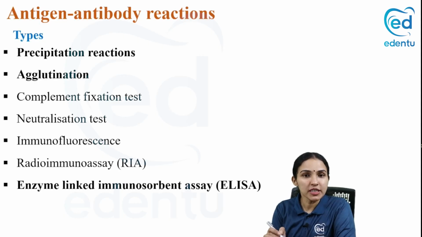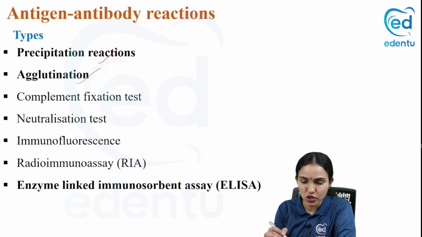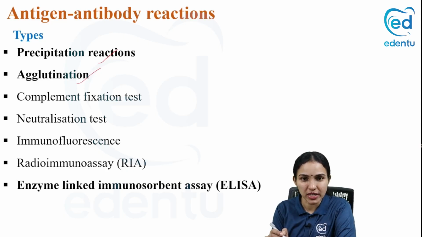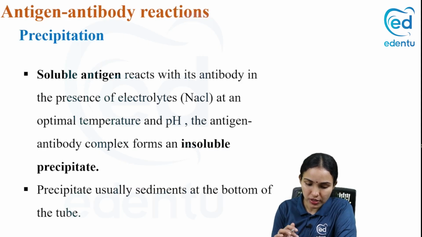Now we'll see the different types of antigen antibody reactions. The most important ones from an exam point of view, which I have put in bold, are precipitation, agglutination, and enzyme-linked immunosorbent assay, which is called ELISA. Others like complement fixation and neutralization test are also important. The complement fixation test we are not doing nowadays, as it was an older immunological test. Immunofluorescence and radioimmunoassay also have wide application in the diagnostic field.